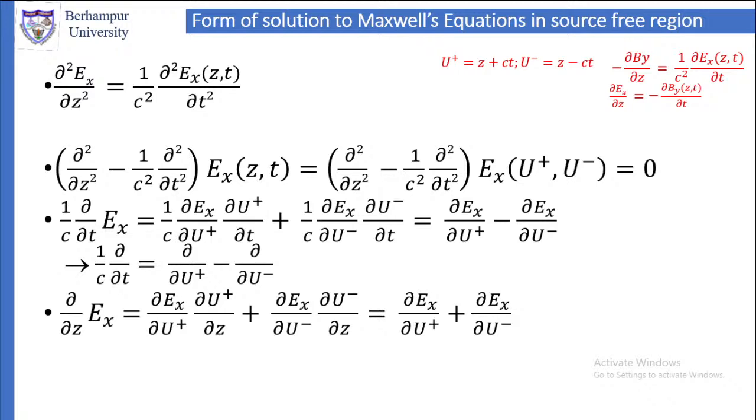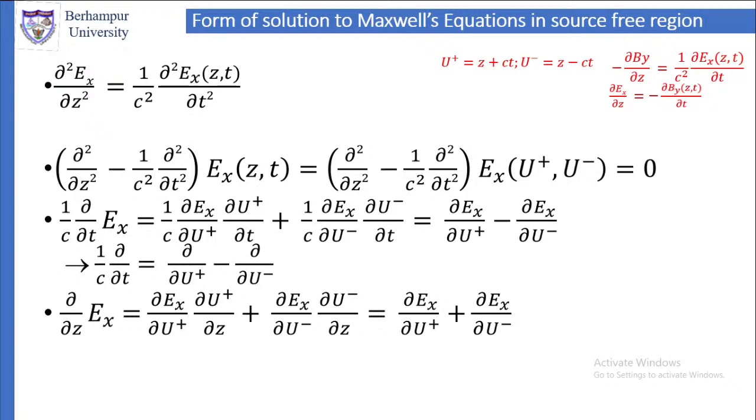It will be ∂/∂u+ times ∂u+/∂z, plus ∂/∂u− times ∂u−/∂z. Here ∂u+/∂z is equal to 1, and ∂u−/∂z is equal to 1. Therefore, this will be equal to ∂/∂u+ plus ∂/∂u−, both operating on Ex.